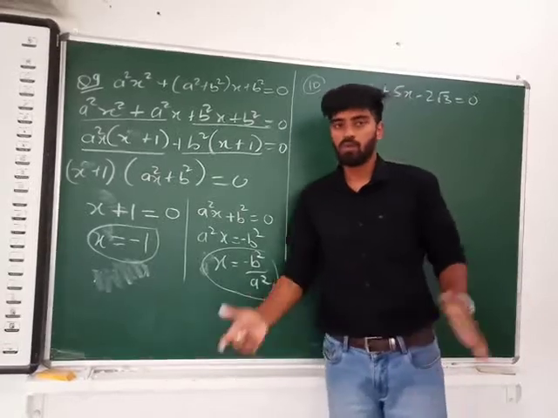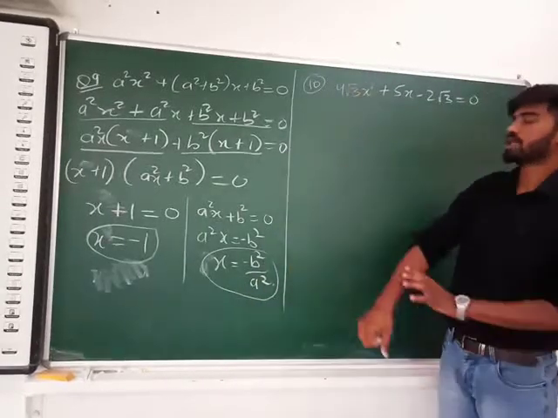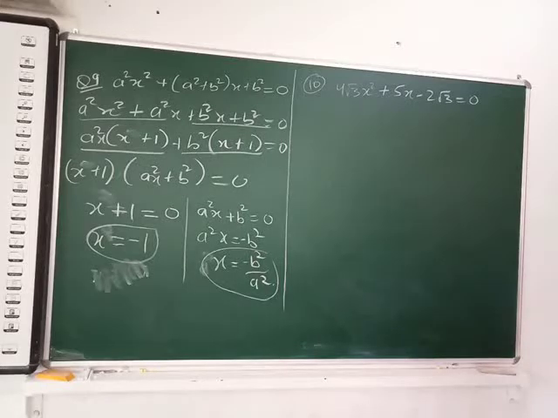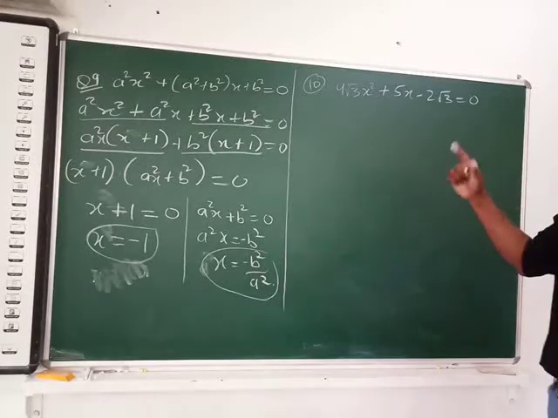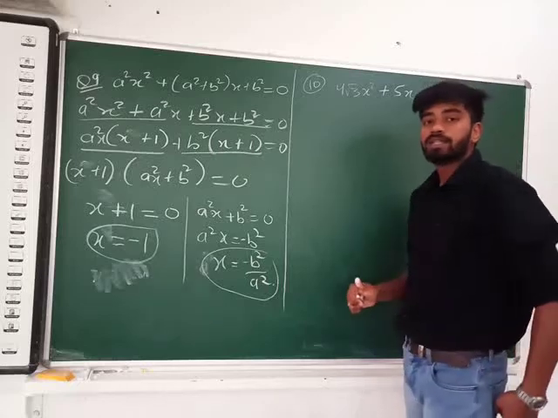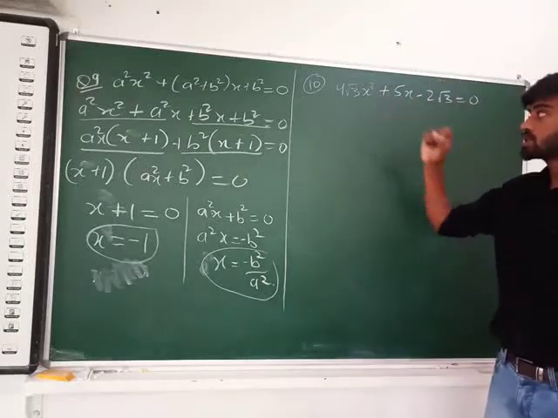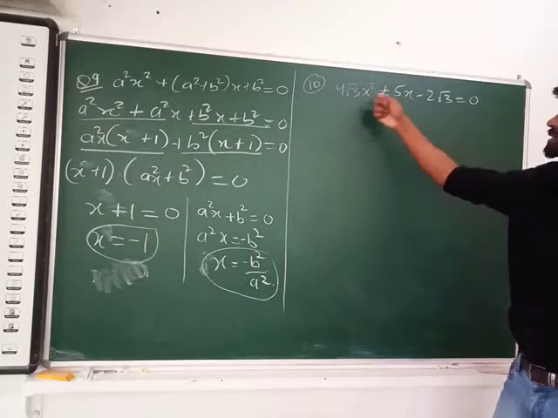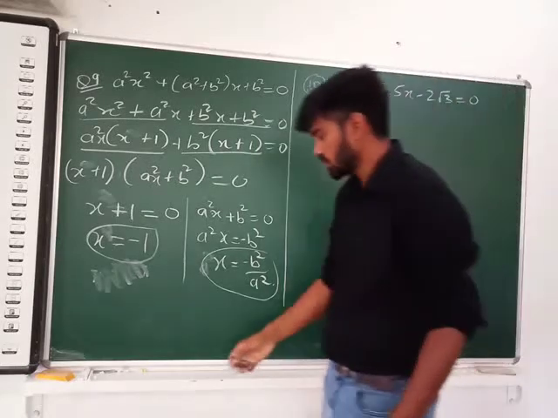Okay. We'll move on to the other question. I have written down the question already. That is question number 10. Why did I write this question? Because this question is a little bit different from the other questions. How? There is a square root in this question. And there are 3 terms. First term, second term, third term. Yeah, I can show you there are 3 terms.